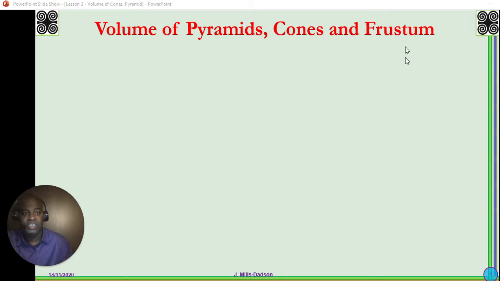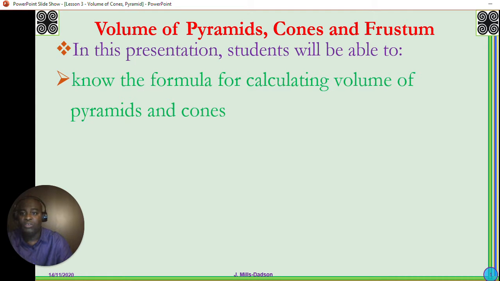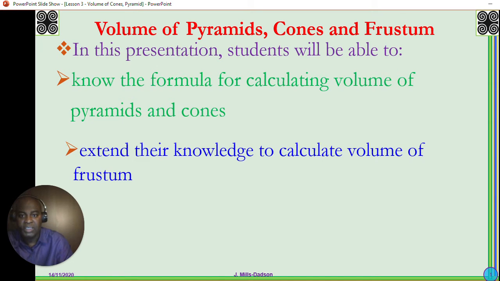In today's presentation, we'll be talking about volume of pyramids, cones, and frustum. We will go through the formula for calculating volume of pyramids and cones and extend our knowledge from cones and pyramids to talk about frustum, and then look at an exam-style question.